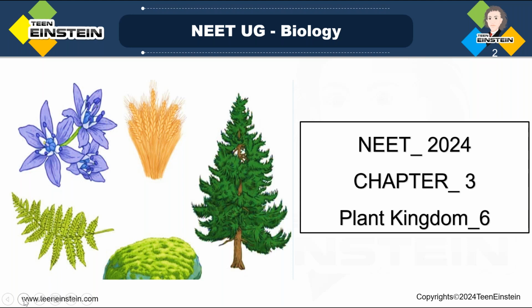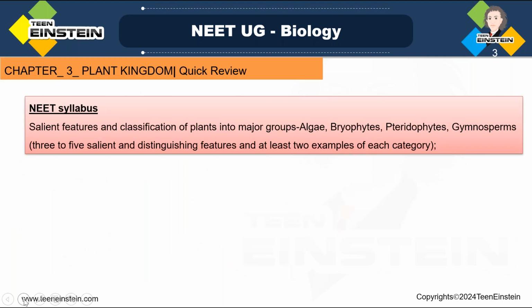So in chapter 3, Plant Kingdom, now we are answering previous year questions. According to the syllabus, we need to learn different classifications of plants. They are classified into major groups like algae, bryophytes, pteridophytes, gymnosperms and angiosperms. So here you can see we need to learn about some examples and major groups like algae and the features of that group, their economic importance, and with examples and some special cases.